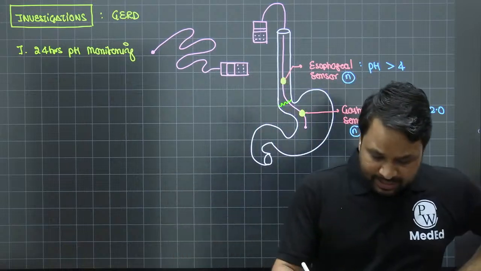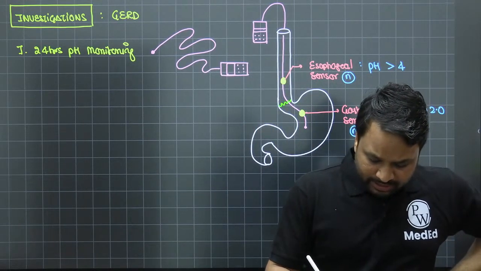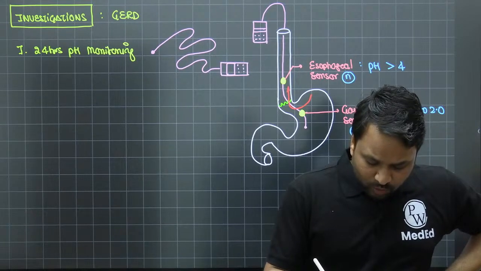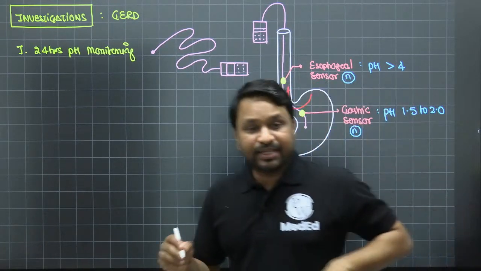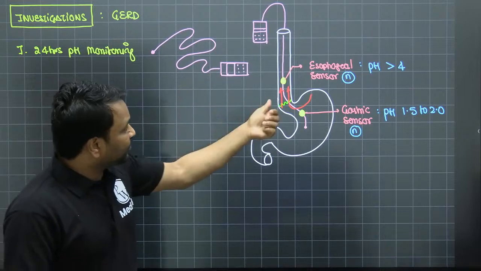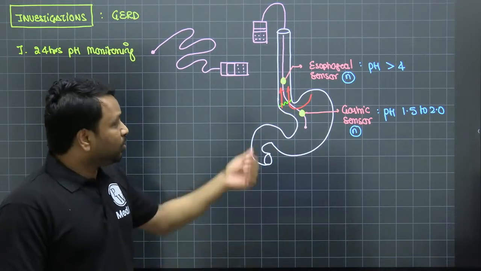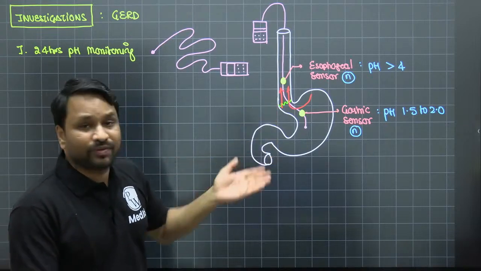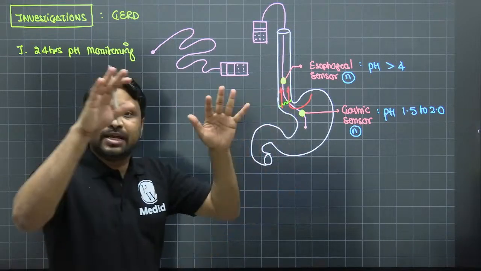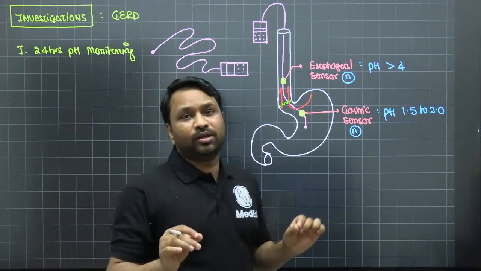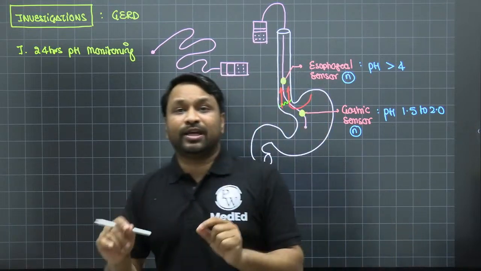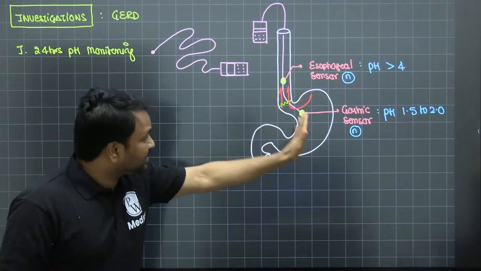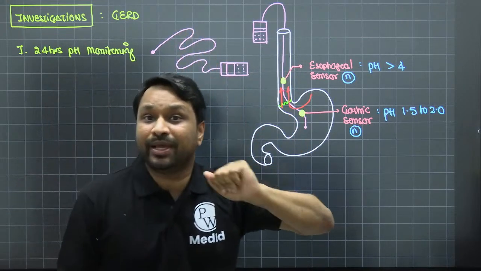Imagine if there is an acid reflux. Every time there is an acid reflux, what will happen? The acid will now go into the esophagus. If it goes into the esophagus, this esophageal sensor will detect this acid reflux. When the acid is going from the stomach into the esophagus, the pH will drop. Our goal is to find out the number of times, or the number of refluxes from the stomach into the esophagus, that is lowering the pH less than 4.